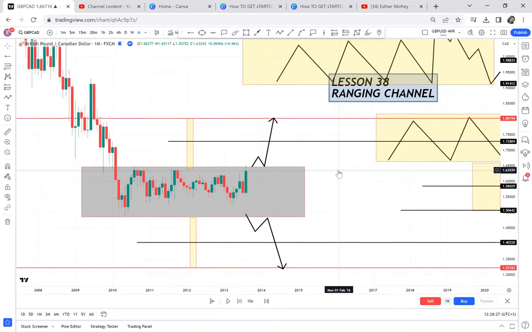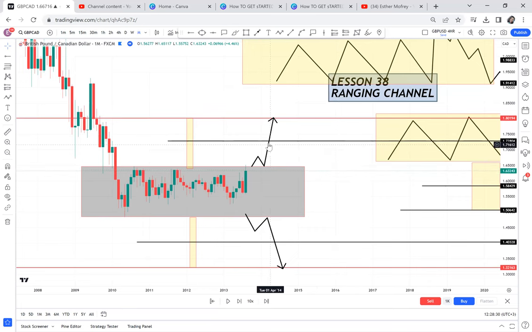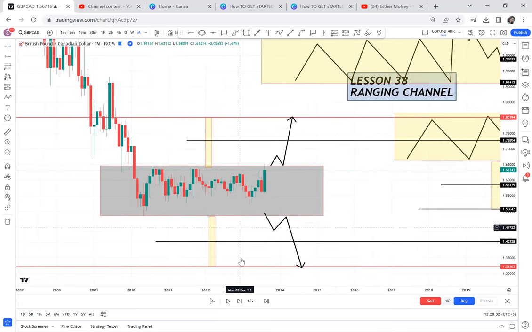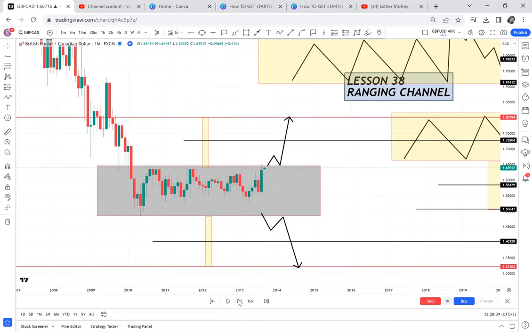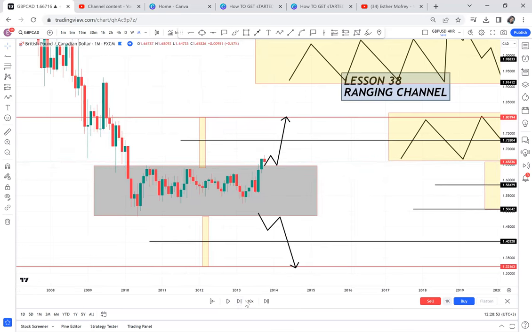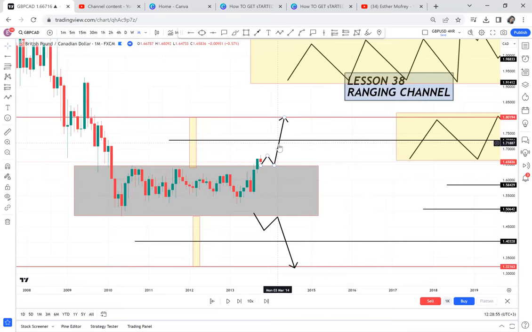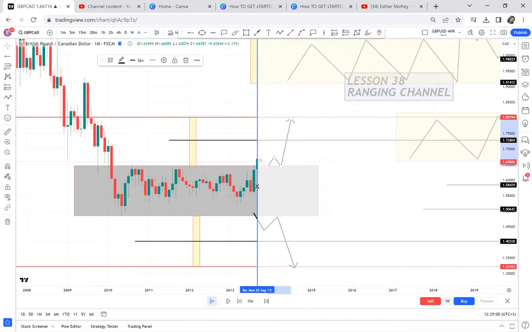If you spot a ranging market on monthly, what I can advise you is don't go to daily to wait for the break. The break will come from the monthly. So in the month of September 2013, people were waiting for that range to break. You will wait for that range to break, and as you're waiting, you're asking yourself, what will I do if the range breaks? This is what happened. Once you come back after 1 month, you find that the range has broken.